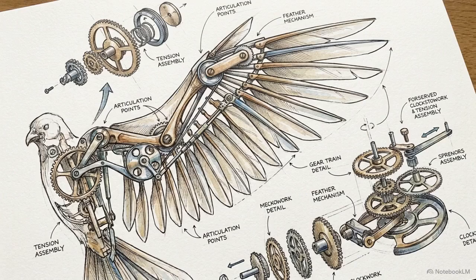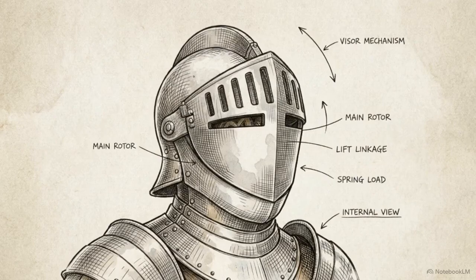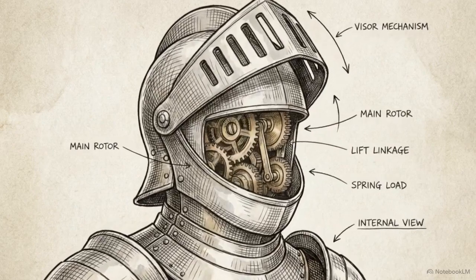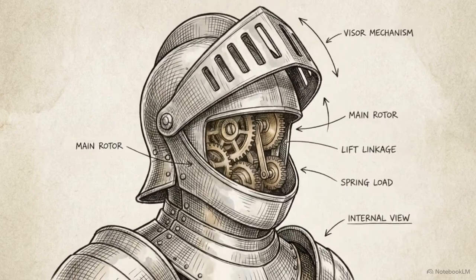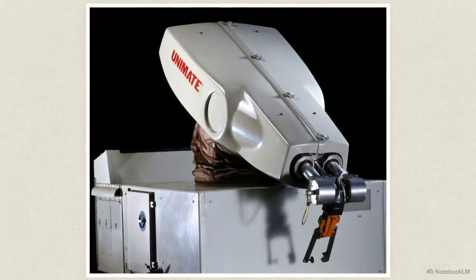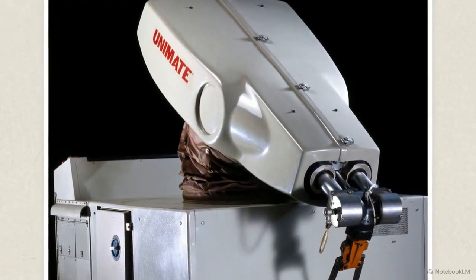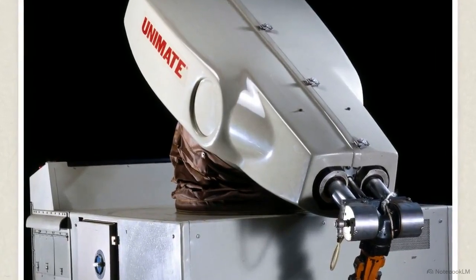Since antiquity, we've been obsessed with the idea of creating artificial life. Long before microchips, inventors were drafting blueprints for steam-powered birds and spring-loaded mechanical knights, dreaming of machines that could move with human autonomy. But when the modern robotics revolution arrived in the 1960s, it looked entirely different. It looked like the Unimate.